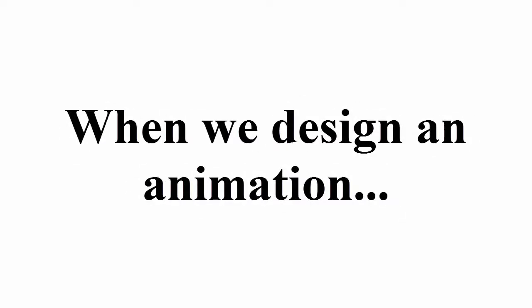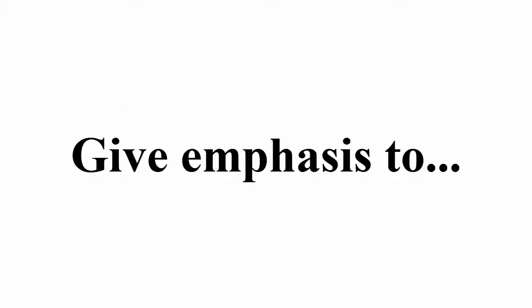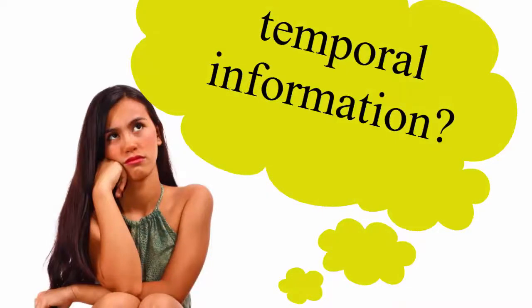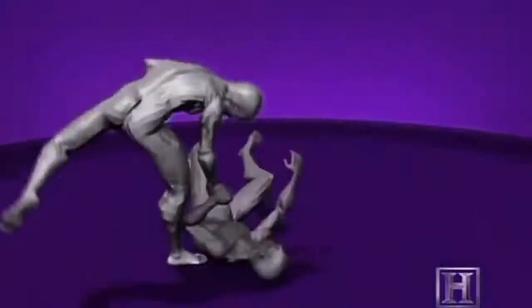When we design an animation, we often need to give emphasis to either spatial or temporal information, but not to both. But why? Let's talk about giving emphasis to temporal information. How should we design an animation if we're going to give emphasis to temporal information? Let's watch this judo throw animation a few times.